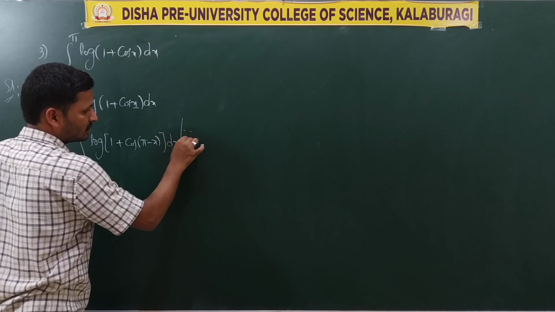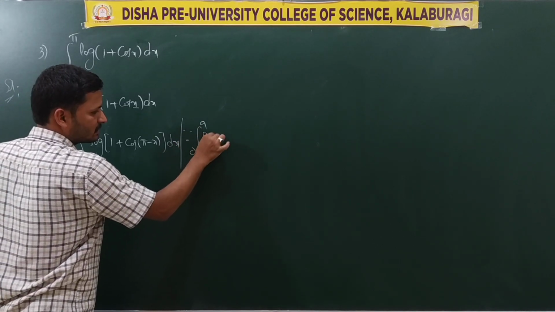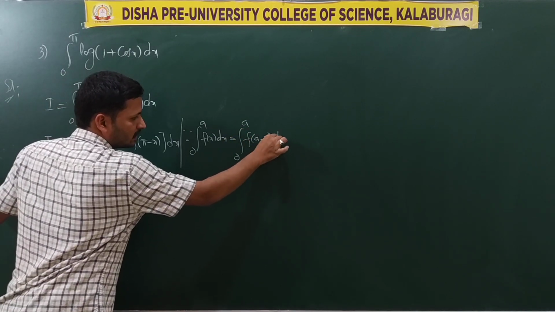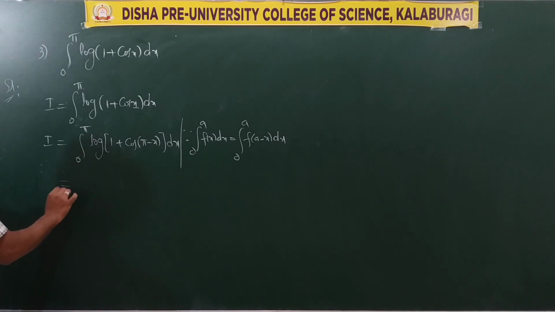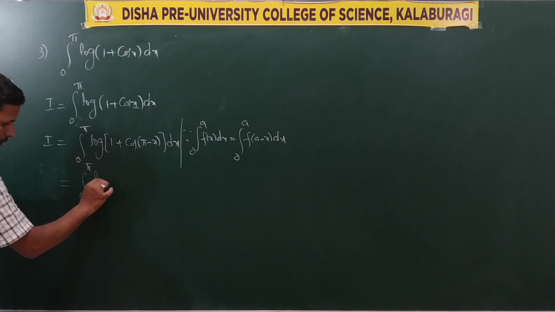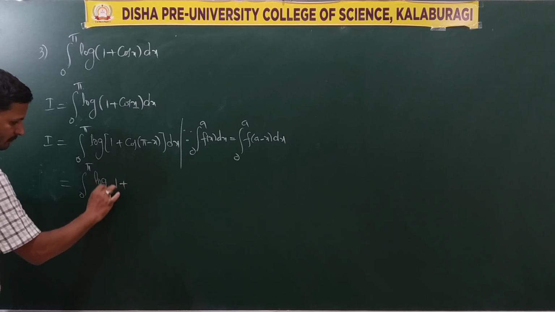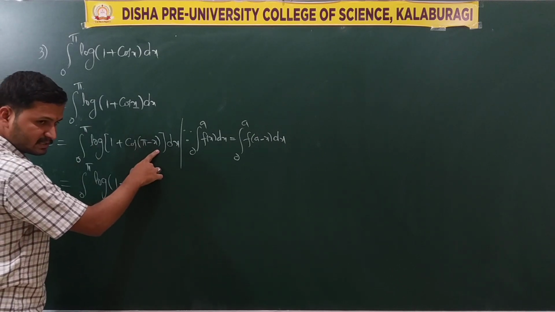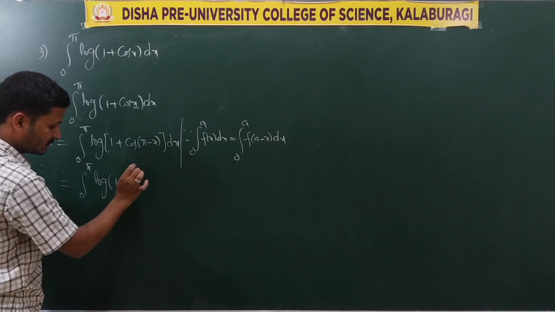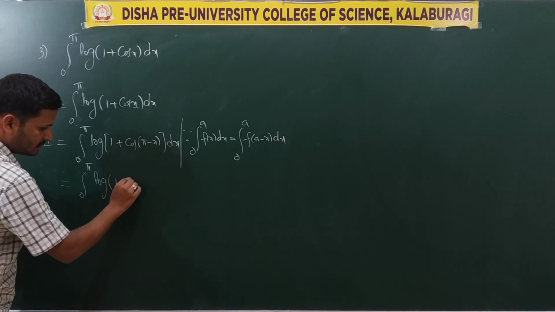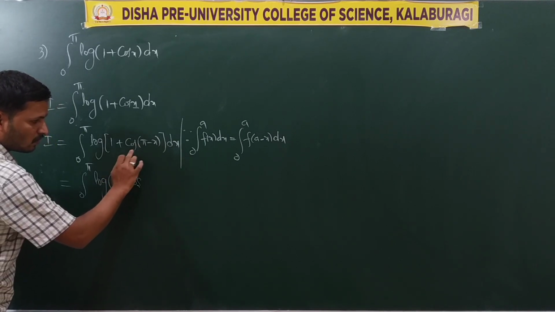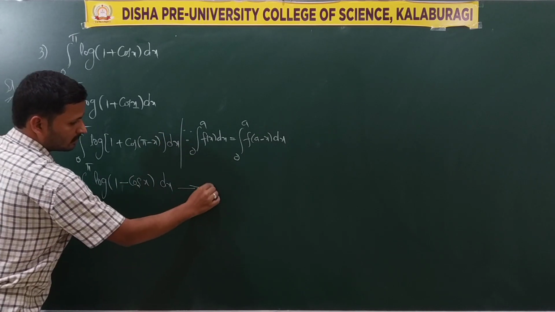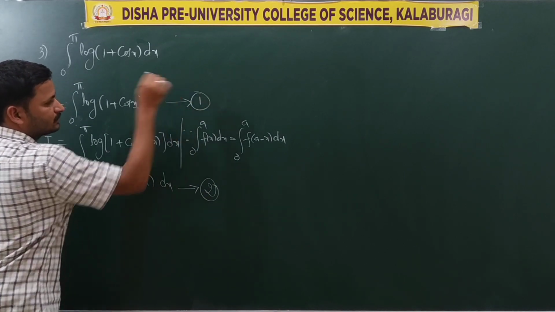So by using the property integral from 0 to a of f of x dx is equal to integral from 0 to a of f of a minus x dx, we get integral from 0 to pi of log of 1 plus cos of 180 minus x. So 180 minus x means the second quadrant, and in the second quadrant the cos function is negative. Since 180 degrees is there, the ratio doesn't change, so cos of 180 minus x is minus cos x, dx. Call this equation number 2 and the earlier one equation number 1.